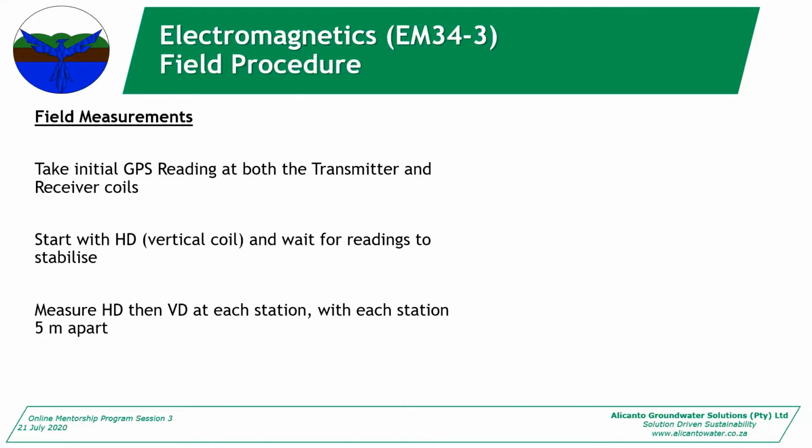Just remember that you're reading at 20 meters in between those points. You start with the horizontal dipole, where you've got the coil vertical, and you wait for your readings to stabilize. While you get your coils aligned, your readings will fluctuate. Wait till it stabilizes, then you write it down. Once you've written that one down, you drop your coil down to be horizontal, measure the vertical dipole, and then pick it up, go forward 5 meters, take a GPS reading, and start it all over again. Do the horizontal dipole, then the vertical dipole.